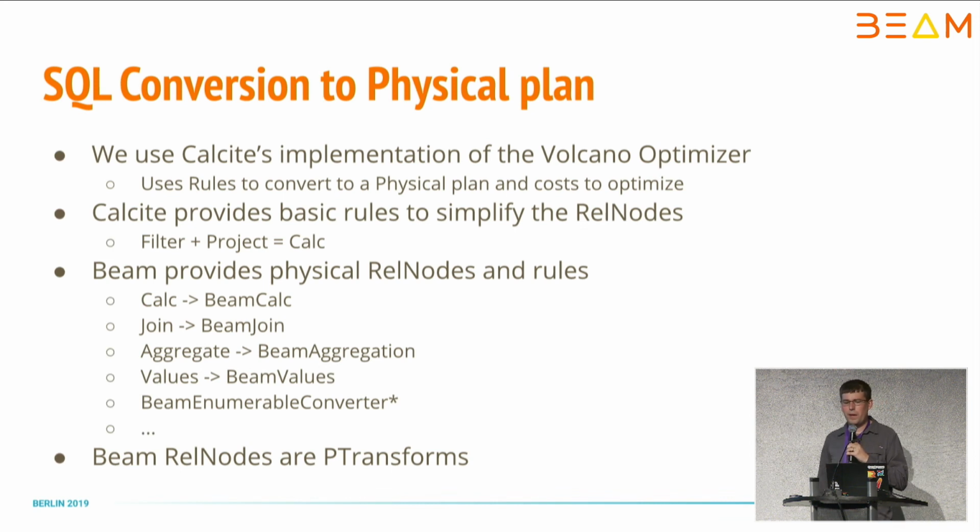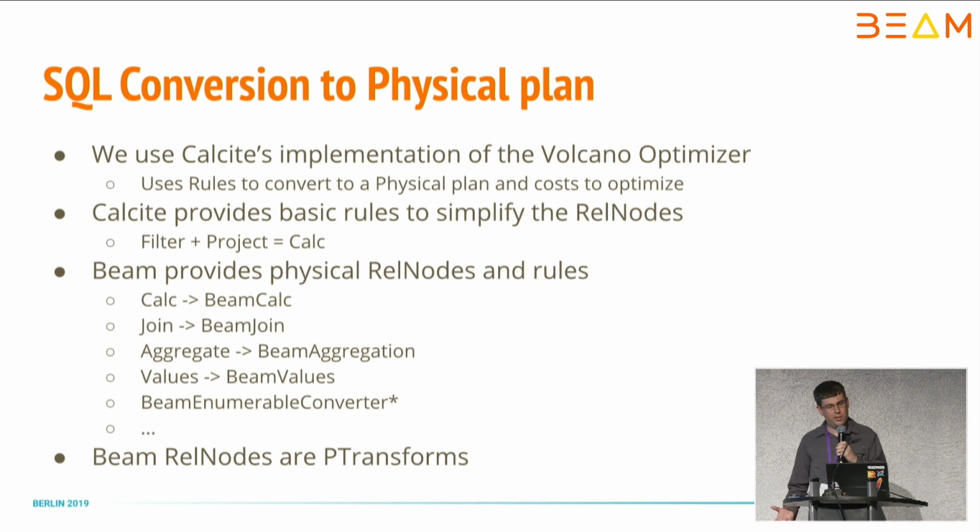So Calcite implements the conversion from the logical plan to the physical plan using its Volcano optimizer, which is a cost-based optimizer. So that decides what order maybe the joins go versus the projects and filters. We also merge project and filter operators into a calc operator. So in Beam itself, you'll find in our source code, there's a Beam calc, a Beam join, a Beam aggregation, Beam values. The Beam calc operator just does basic filters and transforms.